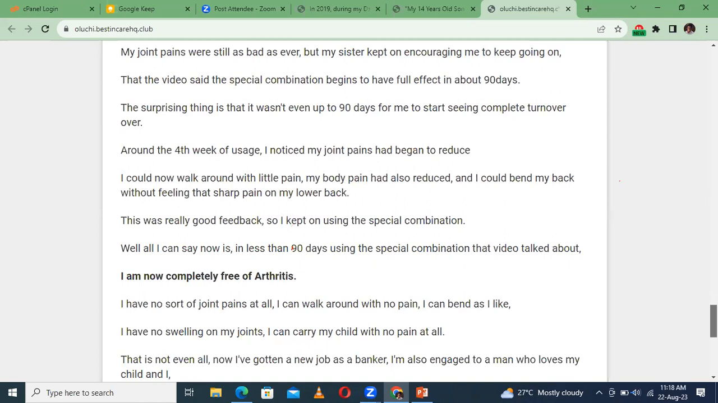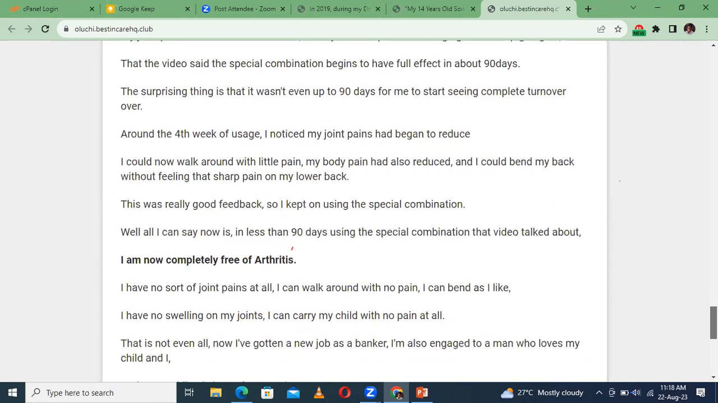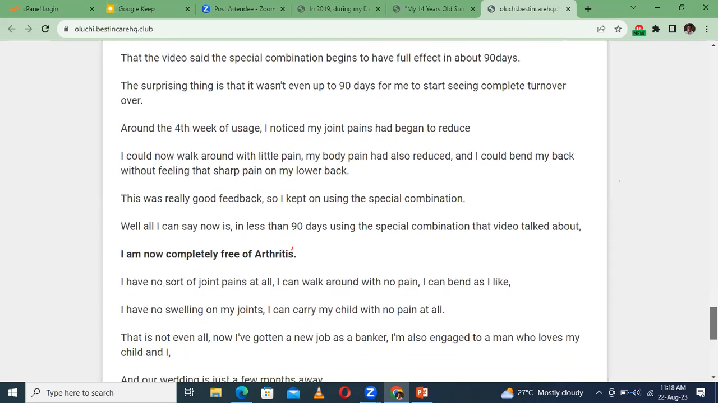Around the fourth usage, I noticed my joint pain had begun to reduce. I could now walk around with little pain. My body pain had also reduced, and I could bend my back without feeling any sharp pain on my lower back.